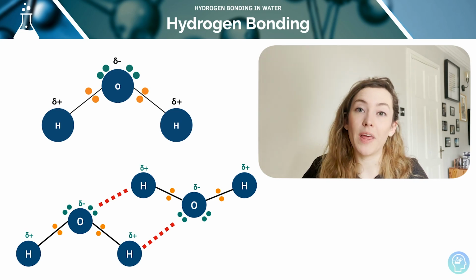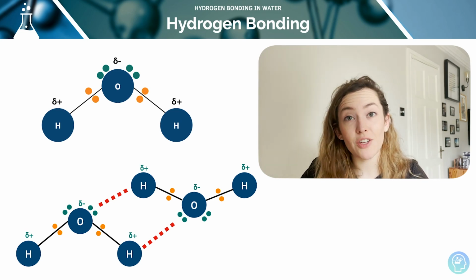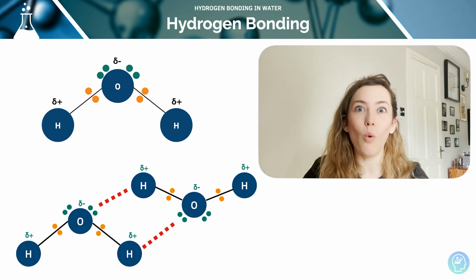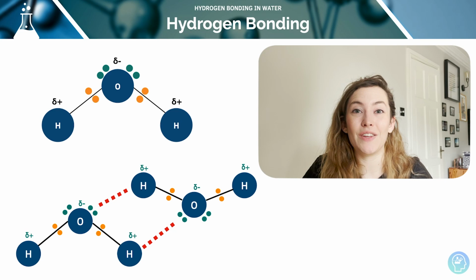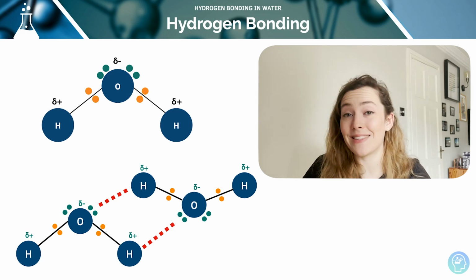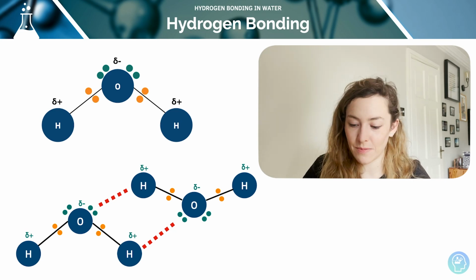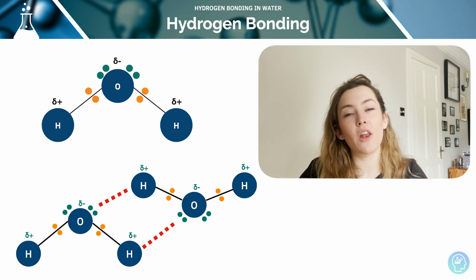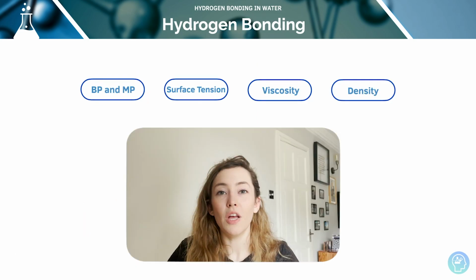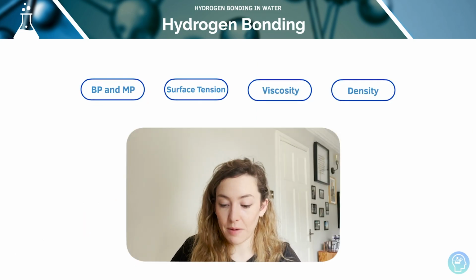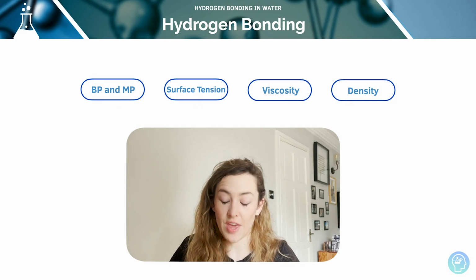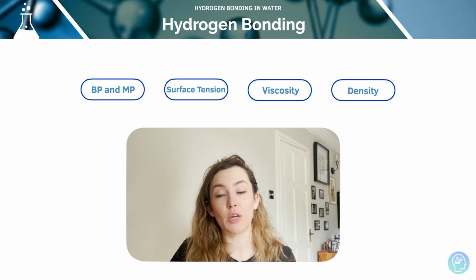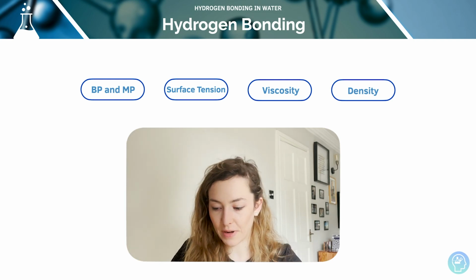We can see it in its boiling and melting point. Surface tension, we know pond skaters can walk on the surface of water. Its viscosity and its density too. So the fact that ice is less dense than liquid water, that's something very unique to water. So we're going to look at these in more detail. So here are 4 things that we're looking at: boiling and melting point, surface tension, viscosity, and density. We need to be able to use our information about hydrogen bonding in water to explain all of these anomalies.